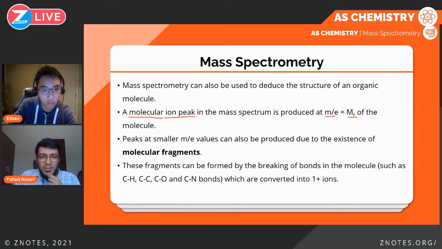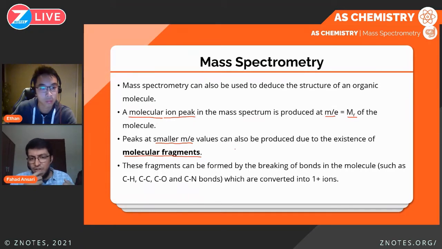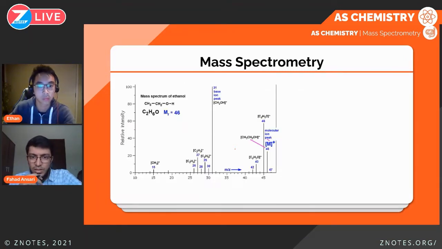And there can be peaks at smaller mass-to-charge ratio values, which are the result of molecular fragments. You break up the molecule into different fragments by breaking certain bonds. Normally, the bonds that are broken are single bonds, like carbon-carbon single bonds, carbon-hydrogen, carbon-oxygen, carbon-nitrogen. Once you break these single bonds, whatever is left can be converted into a +1 ion, and that will give you a molecular fragment that results in a peak.